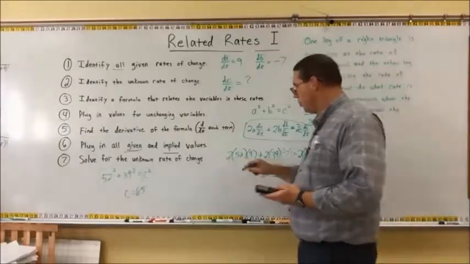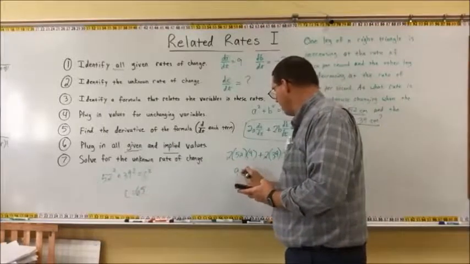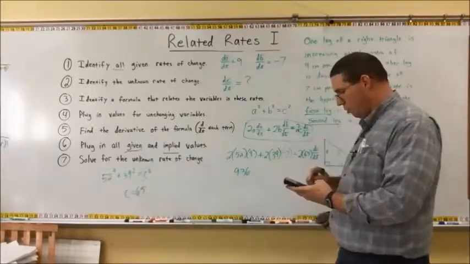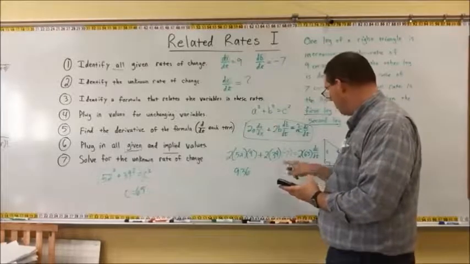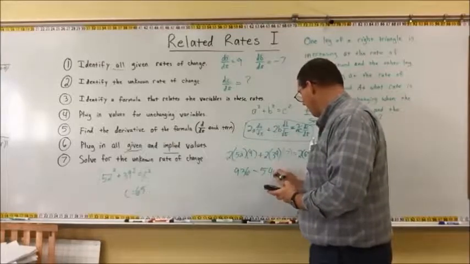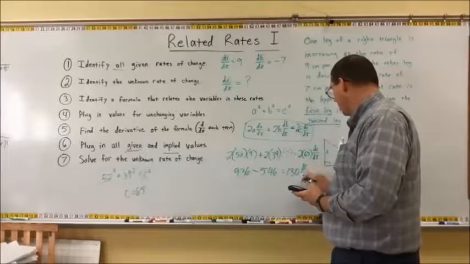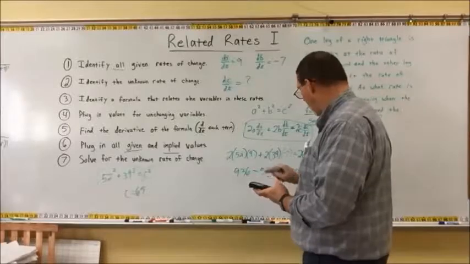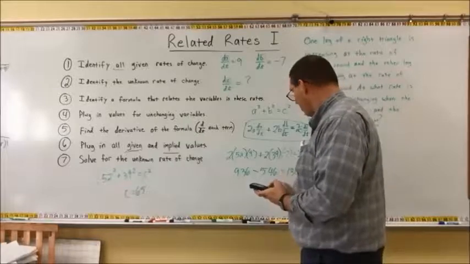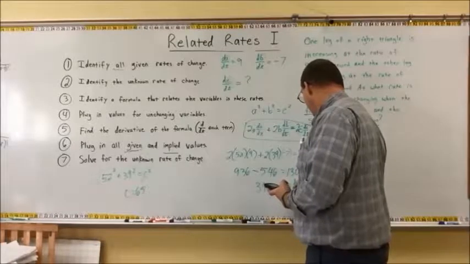Let's do a bunch of math. 2 times 52 times 9 is 936, plus, actually it's going to be minus, so we've got that -7 right there. 2 times 39 times -7 is minus 546, equal to 2 times 65, that's 130 dC/dt. 936 minus 546 is 390, equal to 130 dC/dt.